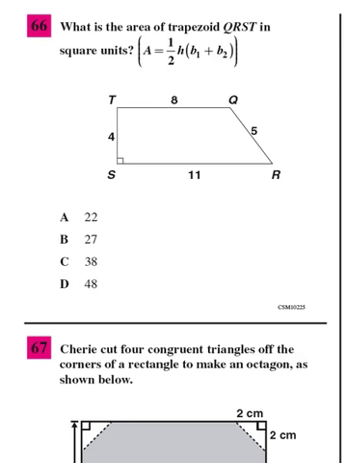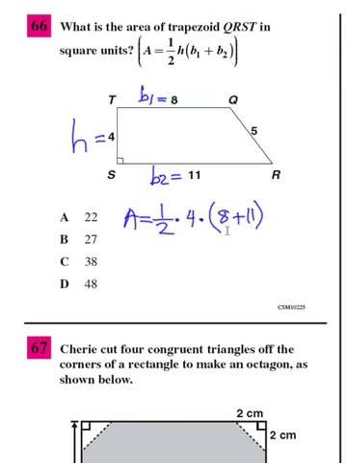Problem 66. What is the area of trapezoid QRST in square units? And we are given the formula right here. So the area is going to be 1/2 of the height, which is 4, times B1, which is 8, plus B2, which is 11. So this is 1/2 times 4 times 19, and half of 4 is 2. 19 times 2, that's 38 square units. The answer is C.